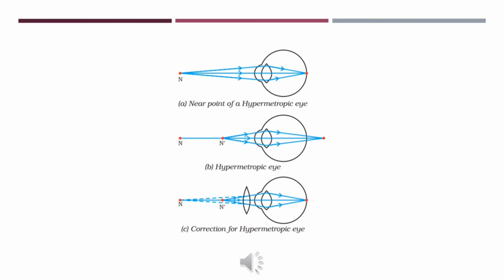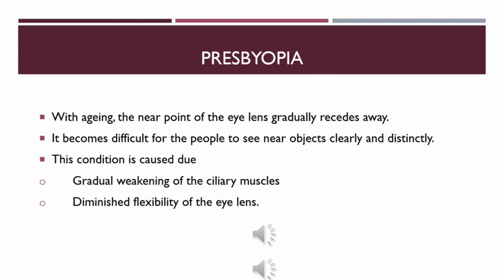Hypermetropia occurs if the light rays from a close object are focused behind the retina. It arises if the eyeball becomes too small or the focal length of the eye lens is too long. A converging lens can give an additional focusing power to form the image on the retina and can help in correcting hypermetropia. So hypermetropia can be corrected by using a converging lens.